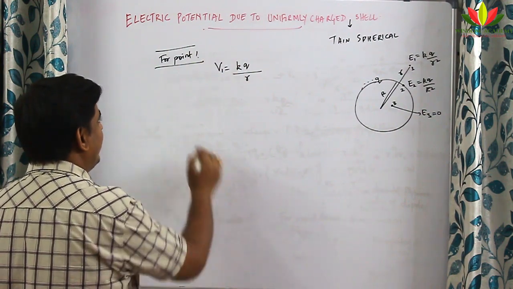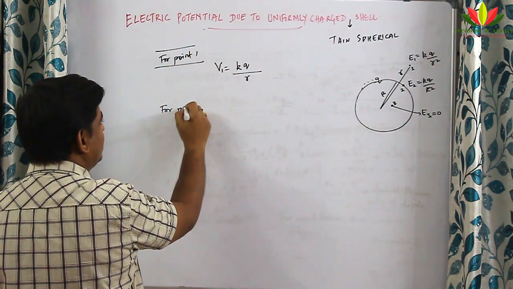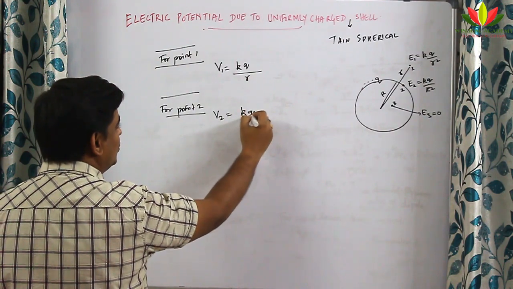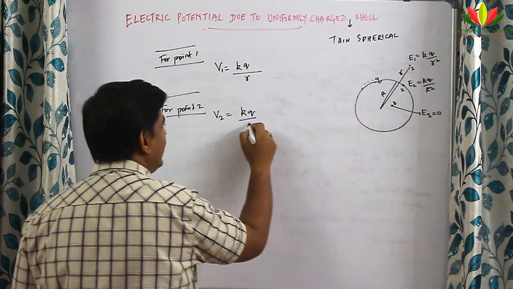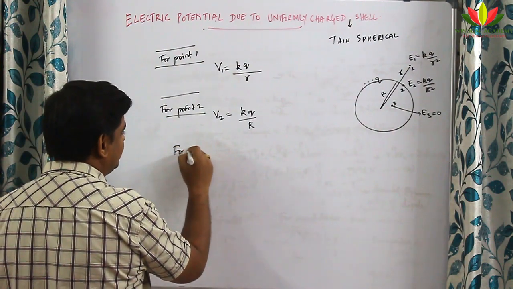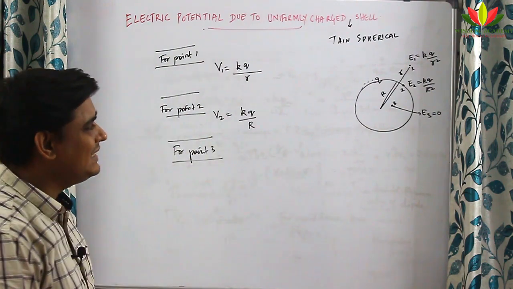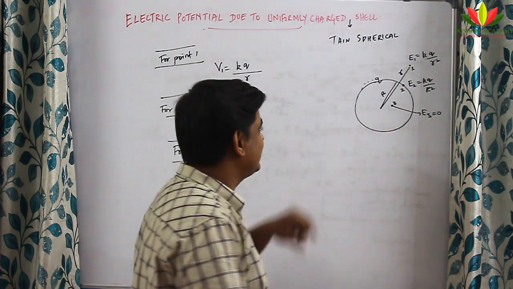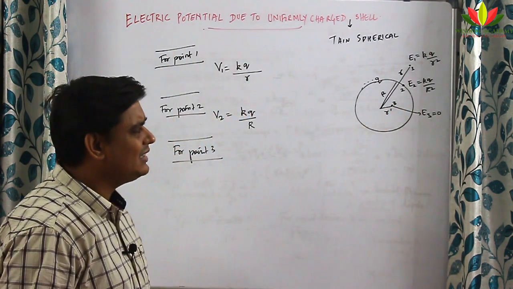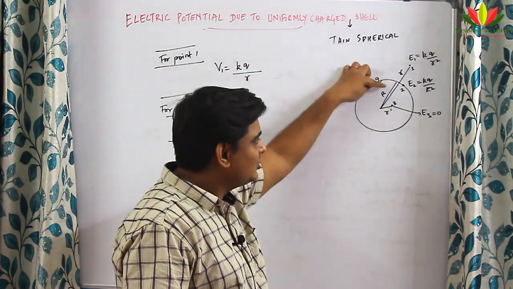Now let us find the potential at point 2. Here the distance becomes capital R, so the potential is kq by R. What is the potential at point 3? Will it be kq by r dash, or will it be something else? Because the electric charge is not enclosed here.